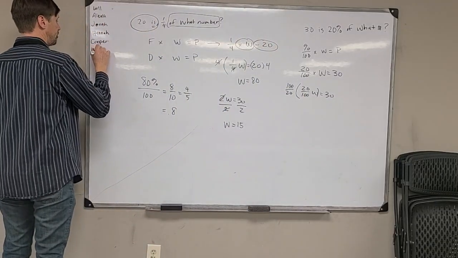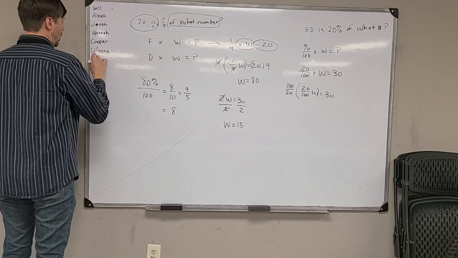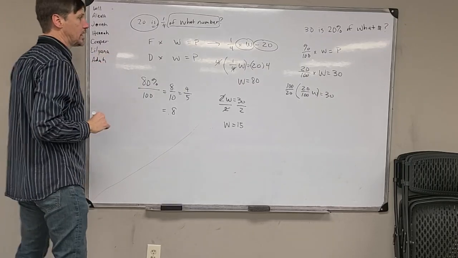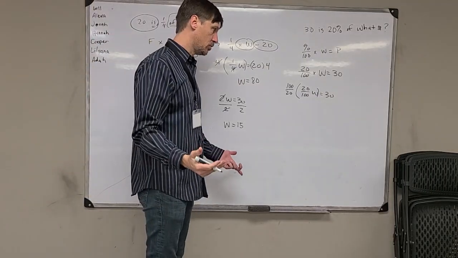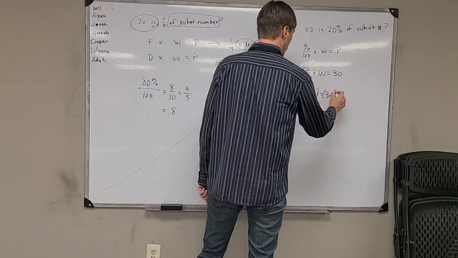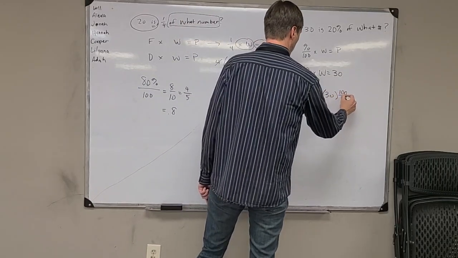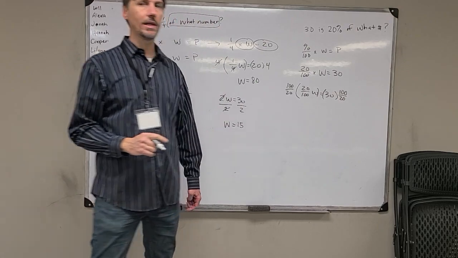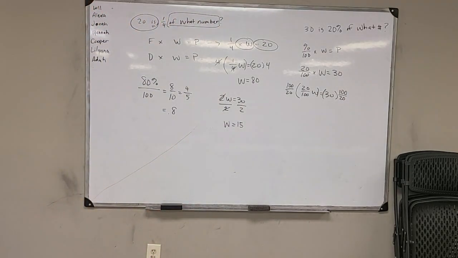So that's what we're actually doing. And the rules in algebra are that whatever I do to one side, if I'm multiplying one side by 100 over 20, I've got to do that to the other side, right?